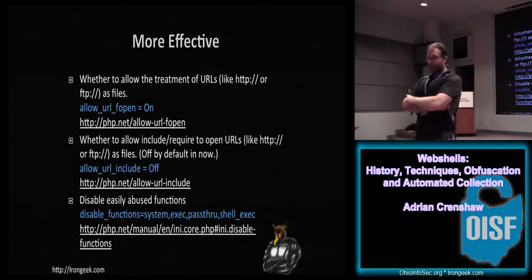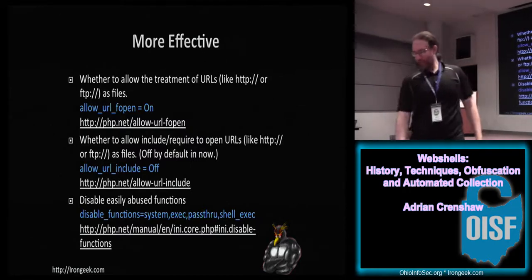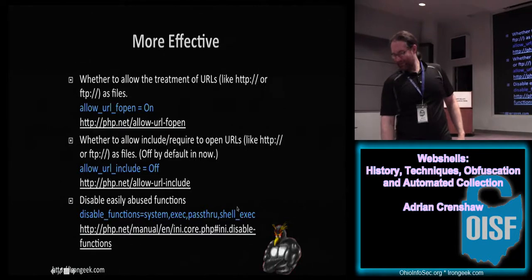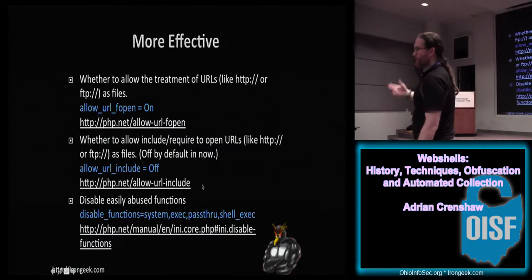More effective techniques you can use: turn off allow URL fopen. That should kill a lot of the functionality I showed you as far as doing remote file includes. Same thing for allow URL include. And you can also disable easily abused functions like system, exec, passthru, and shell exec. These all allow you to execute something on the remote box.